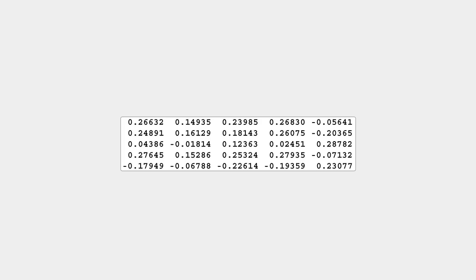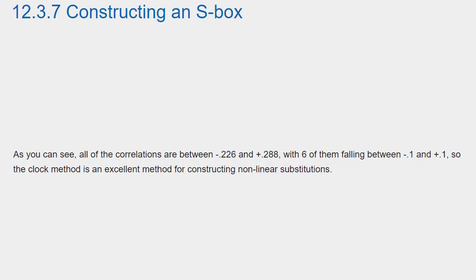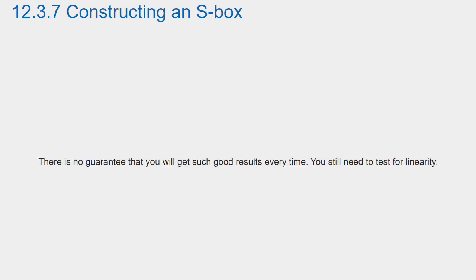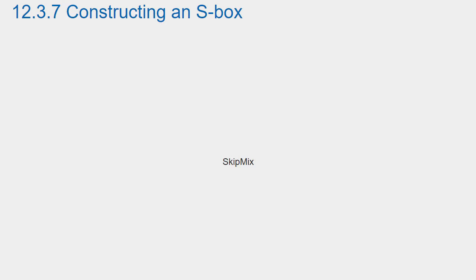Here are the results of those tests, the 25 correlation coefficients. As you can see, all of the correlations are between -0.226 and +0.288, with 6 of them falling between -0.1 and +0.1. So the clock method is an excellent method for constructing non-linear substitutions. There is no guarantee that you will get such good results every time. You still need to test for linearity.